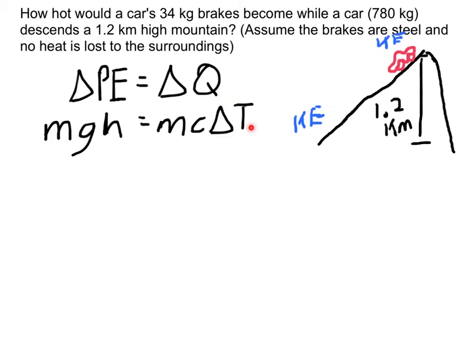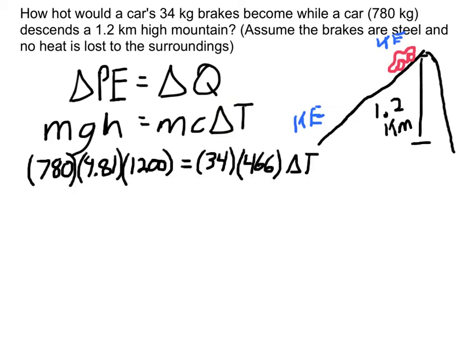So now we're substituting in numbers and solving for delta T. All right, so now I've substituted in all my numbers. Remember, the potential energy that we're converting into thermal energy is all the potential energy of the car itself. That's why for mgh, I use the mass of the car, which is listed at 780 kilograms. Also, don't forget, you're told the height of the mountain is 1.2 kilometers, so convert that to meters over here.